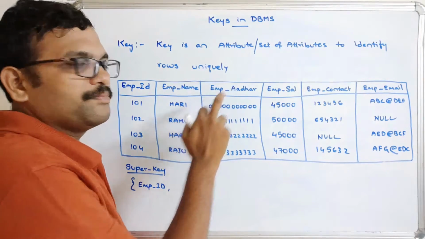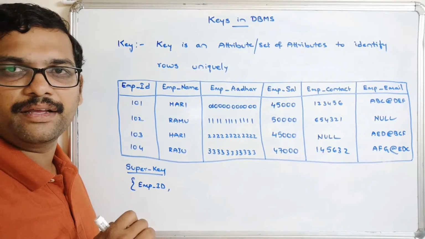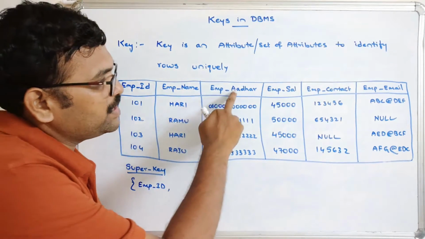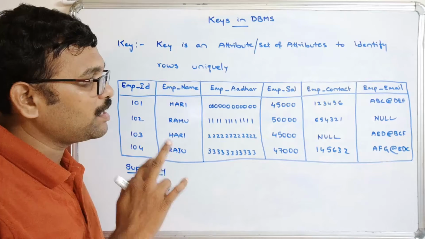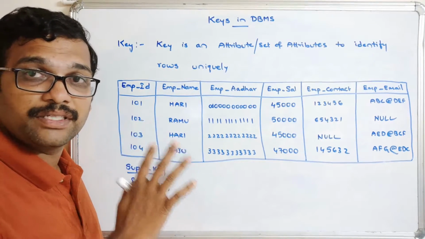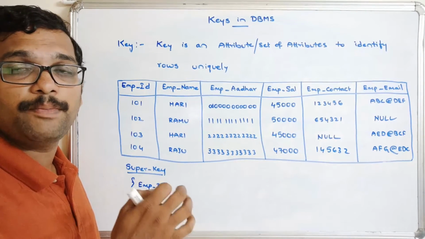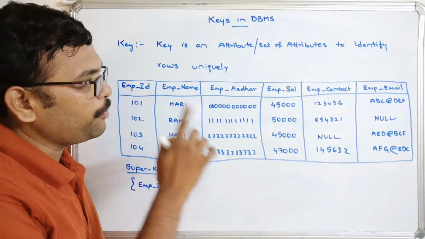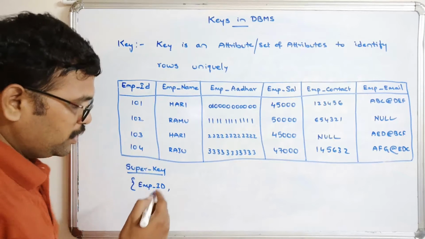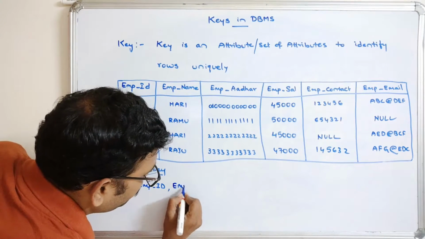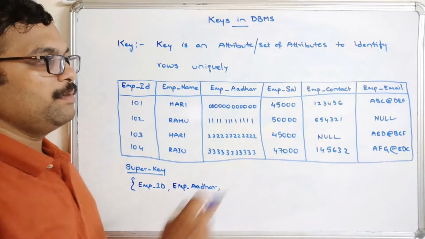Coming to the employee Aadhaar. Every person will have a unique identity. So by using this employee Aadhaar, we can get the details of an employee uniquely, because the employee identification given by the government will not be shared among multiple people. Every person will have a unique ID. So by using the employee Aadhaar also, we can get the data. We can derive the other attributes of a row. So this can also be a super key.